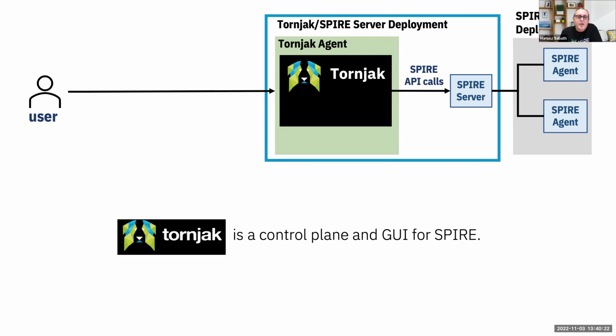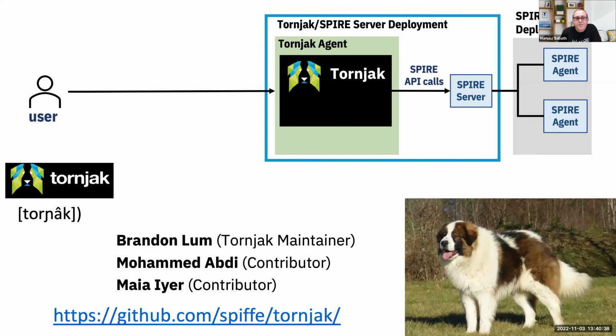So Tornjak is a control plane for SPIRE, and it's also an easy and intuitive graphical user interface for managing the SPIRE artifacts, the identities, and so on. It sits between the user and the SPIRE server.